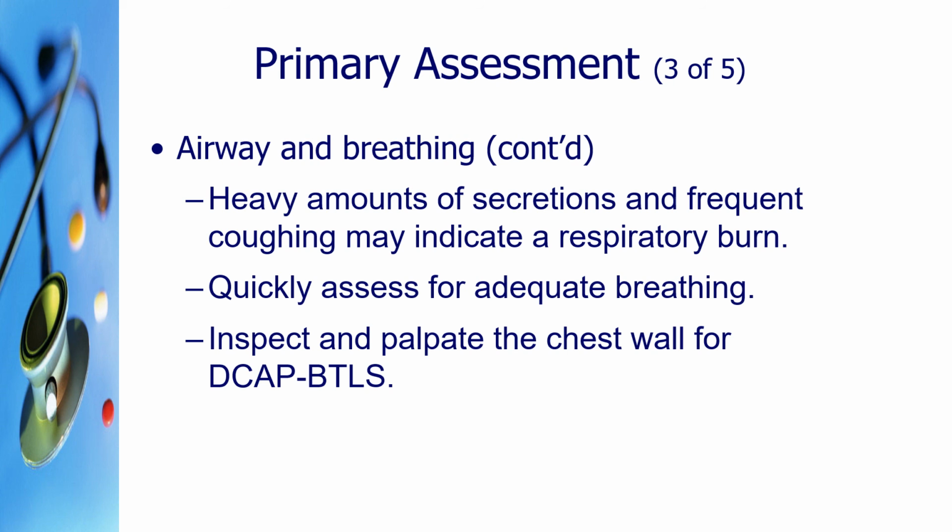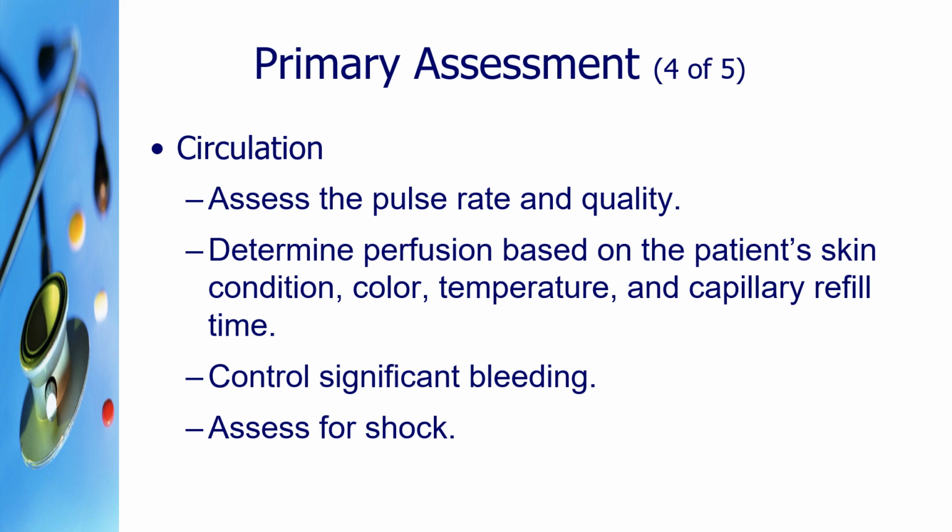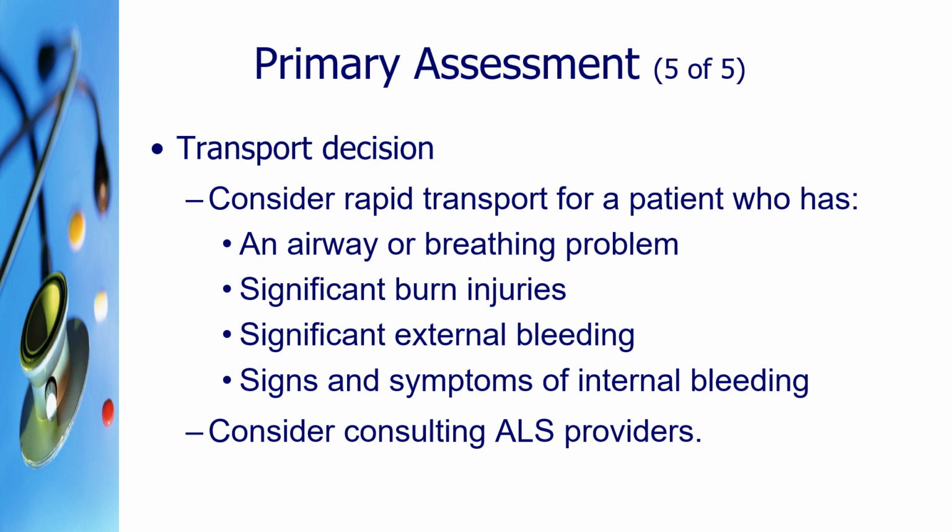Inspect and palpate the chest wall, DCAP-BTLS. Circulation: assess the pulse rate and quality. Determine perfusion based on the patient's skin condition, color, temperature, and capillary refill. Control significant bleeding. Assess for shock. Transport decision: consider rapid transportation for airway or breathing problems, significant burn injuries, significant external bleeding, and signs and symptoms of shock. All these, you gotta make sure that you go fast.